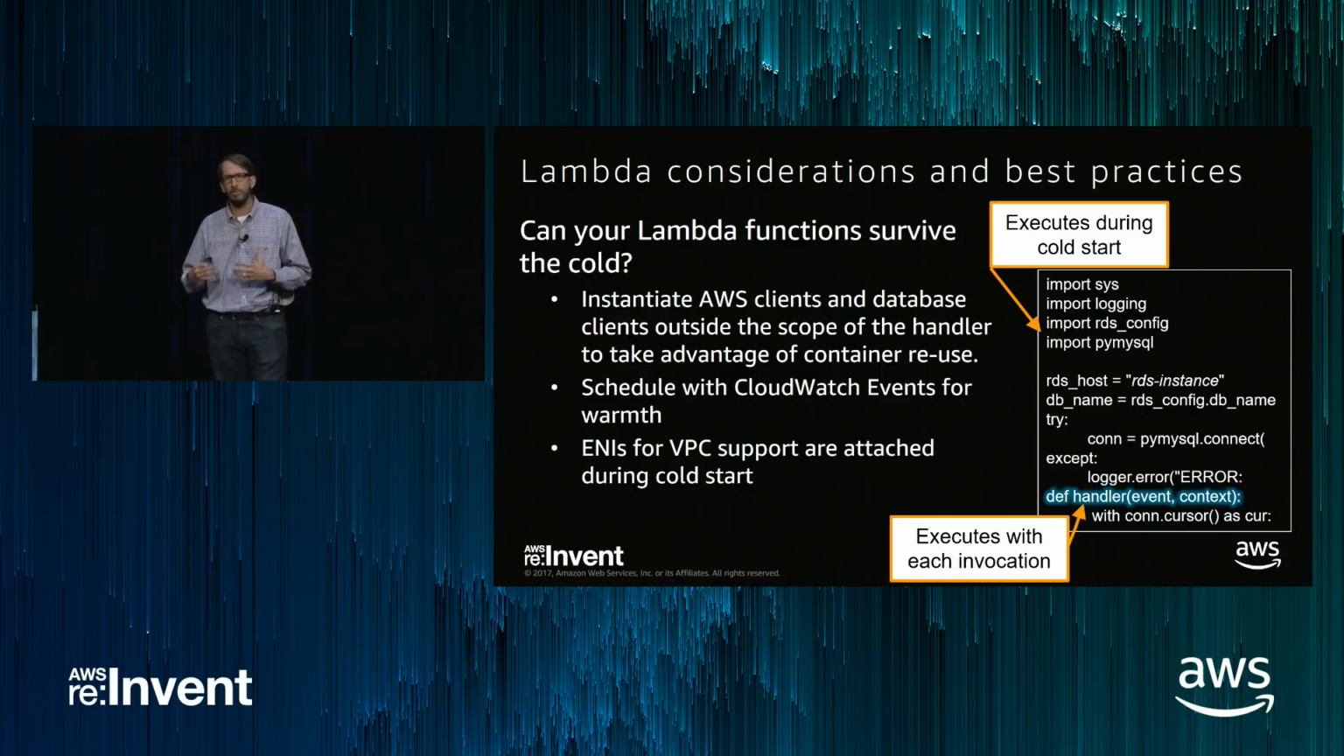If cold start times are an issue for your application, you can always keep them warm by scheduling them with CloudWatch events. That's a very common practice. And also keep in mind you can attach elastic network interfaces or ENIs to your Lambda functions to allow them to communicate with private resources inside of your VPC. And this is a very common practice as well, but should only be used if it's needed to communicate with those private VPC resources, as it will actually add to the cold start times.